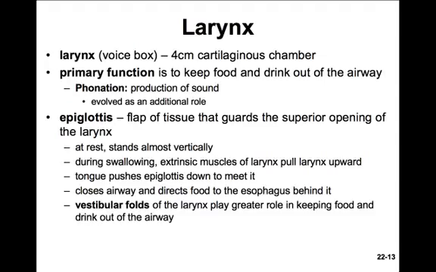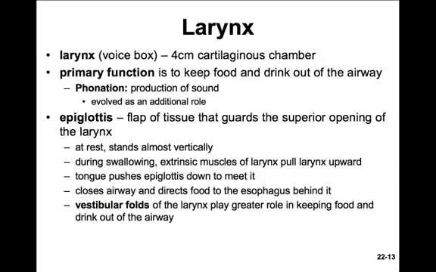The epiglottis is a flap of tissue that guards the superior opening of the larynx. At rest, it stands up almost vertically, but during swallowing, the extrinsic muscles of the larynx pull the larynx upward, and the tongue pushes the epiglottis down to meet it. So not only do we have the epiglottis flap closing over the respiratory pathway, but we have the larynx moving up to meet it. This closes the airway and directs food into the esophagus behind it.